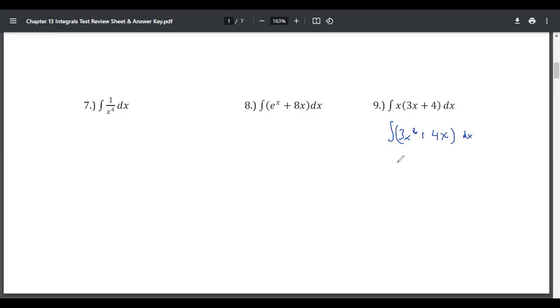And then you get 3x cubed over 3, that simplifies to x cubed. And then you get 4x squared over 2, so you get 2x squared, plus c. Wonderful.